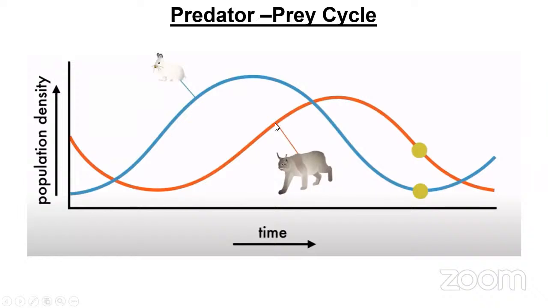But then as the number of predators increases, the number of prey will again start to decrease. Once the number of prey starts to decrease, this will lead to a decrease in the number of predators, because now there is no food available for the predators.